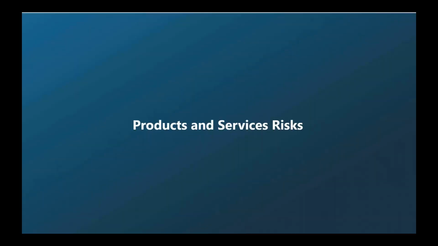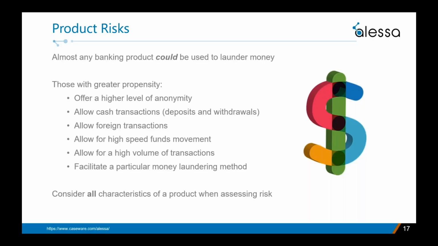Now we're going to get into more detail about the characteristics of products and services and what makes them more or less risky from a money laundering perspective. Honestly, pretty much any banking product can be used to launder money if you're creative enough, but some products are more vulnerable or more attractive than others. And it tends to be more about the underlying characteristics of a particular product than its name or its category, because banks are always coming up with new and innovative offerings, right?